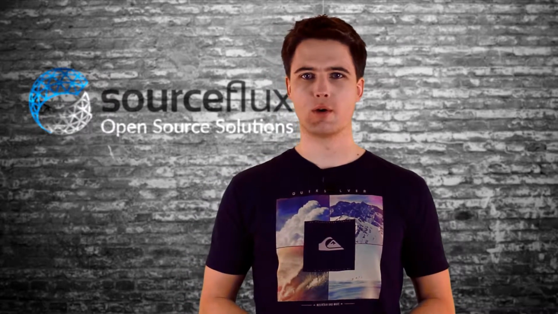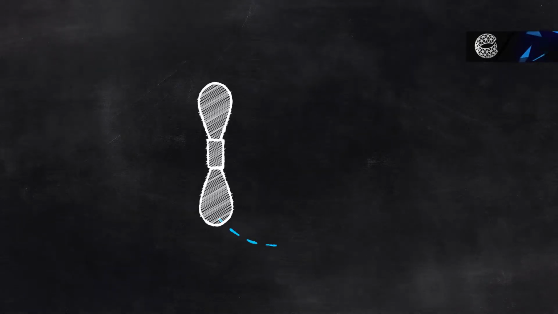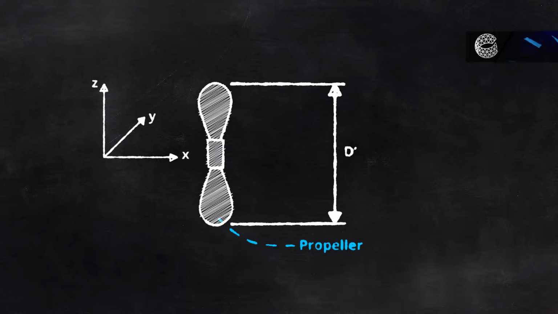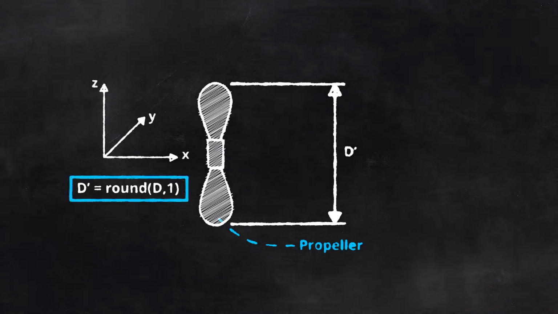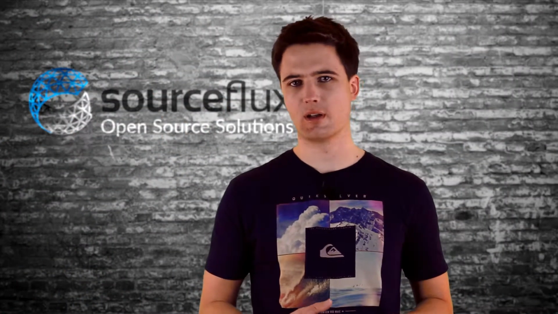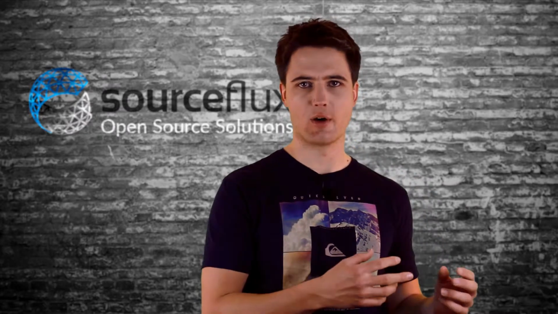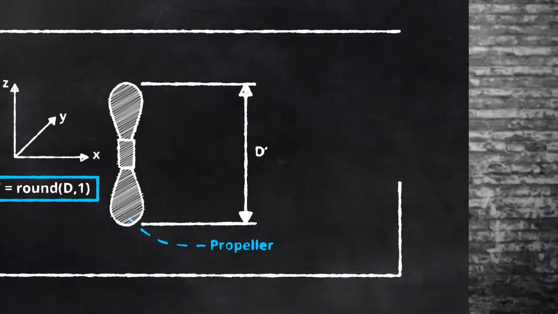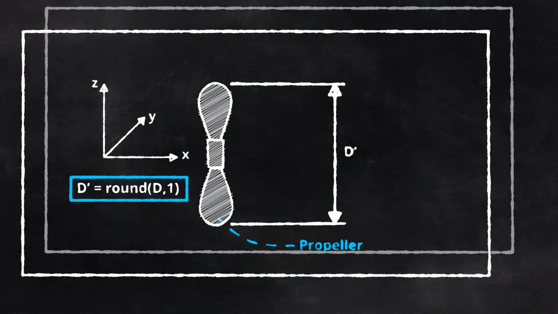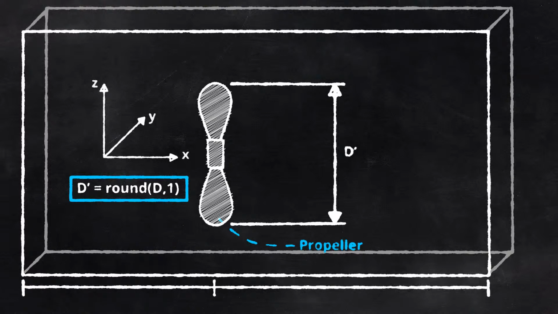So, how are we going to lay out the BlockMesh? The propeller, with its origin being at 0, 0, 0, is going to be located in the origin of the BlockMesh as well. The propeller's diameter is 0.2 meters, which is indicated by D dash. D is the original unrounded diameter that we estimated from the output of SurfaceCheck. The distance between the propeller's origin and the boundary with the lowest x value, which is called x min, is going to be 2 D dash.